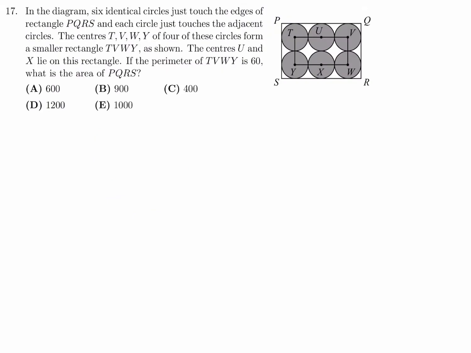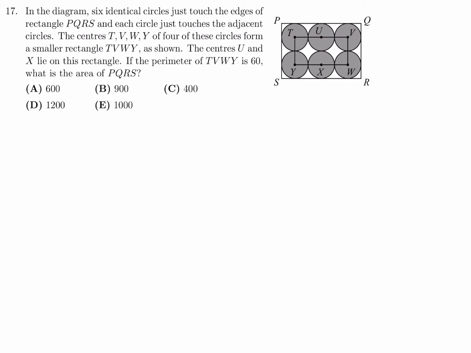In the diagram, 6 identical circles just touch the edges of rectangle PQRS, and each circle just touches the adjacent circles. The centers T, V, W, Y of 4 of these circles form a smaller rectangle TVYW as shown. The centers U and X lie on this rectangle. If the perimeter of TVWY is 60, what is the area of PQRS?